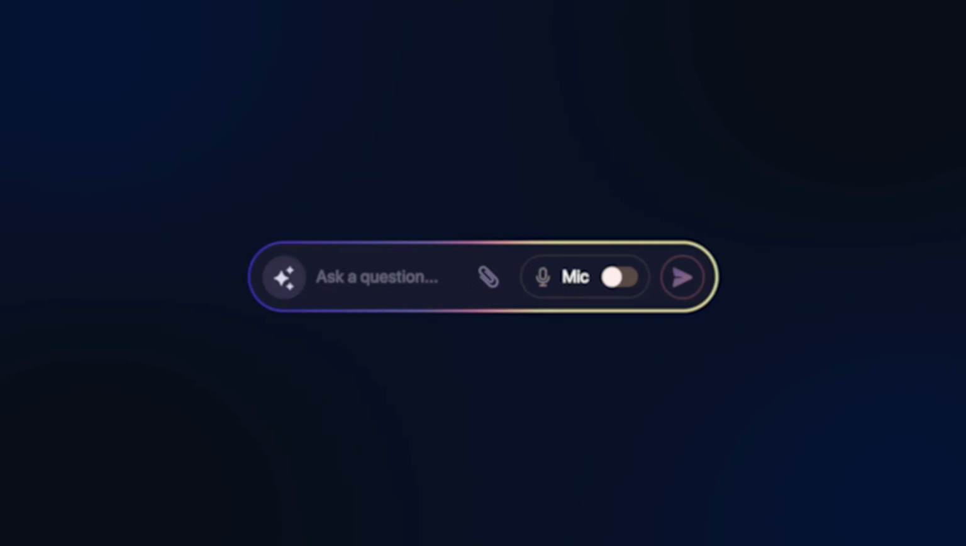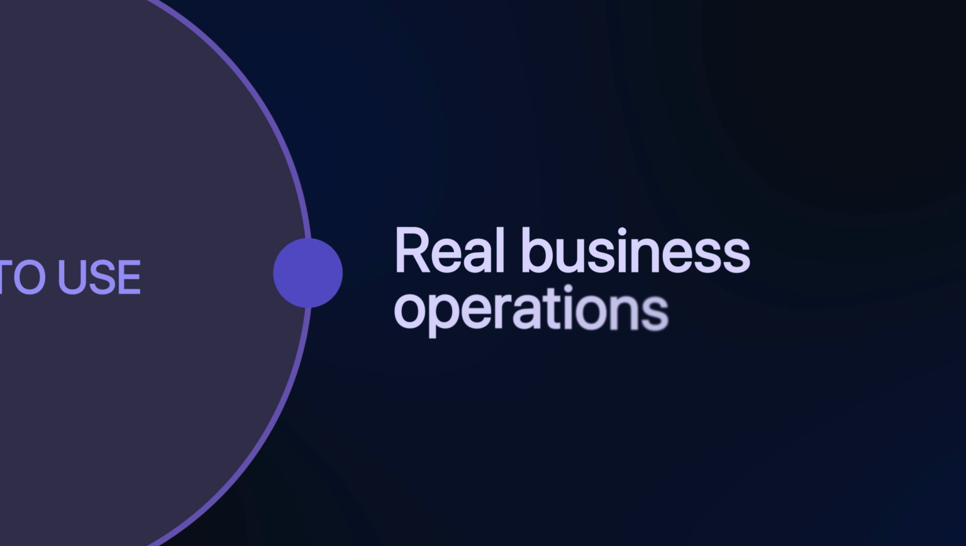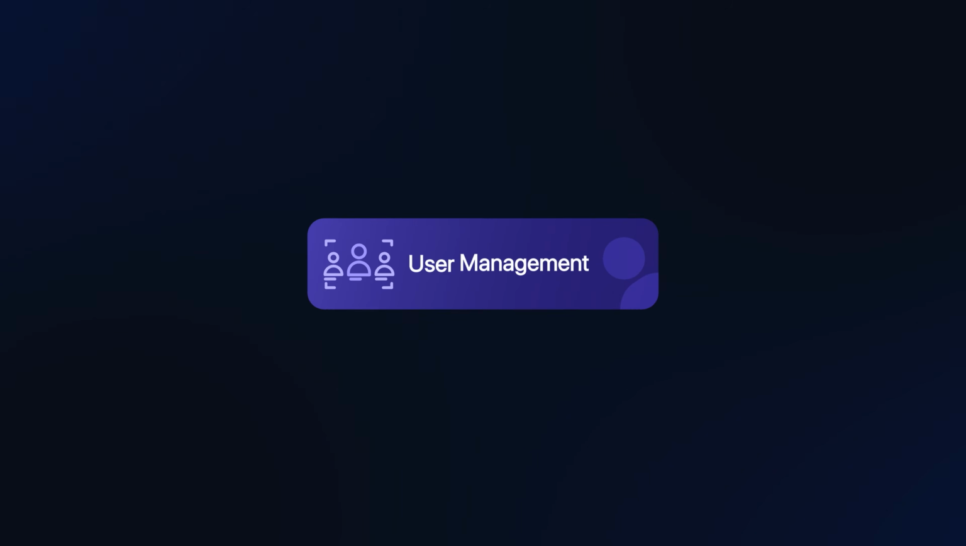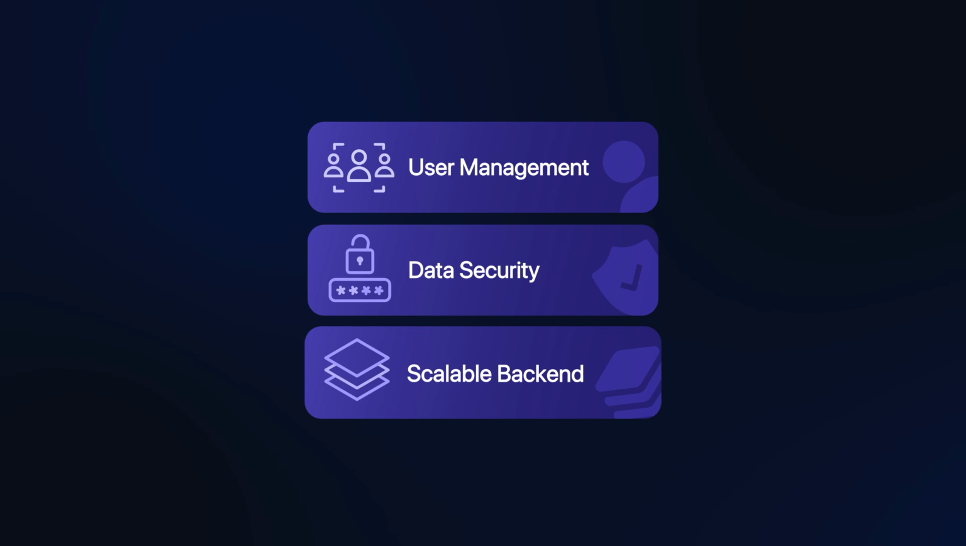Everyone's obsessed with AI coding tools that generate apps from prompts. Here's the catch. Those vibe coding tools create beautiful demos that completely fall apart when you try to use them with real users, real data, and real business operations. The problem? They generate raw code without the infrastructure your business actually needs. User management, data security, scalable backend. You get a pretty prototype that can't handle actual business workflows.